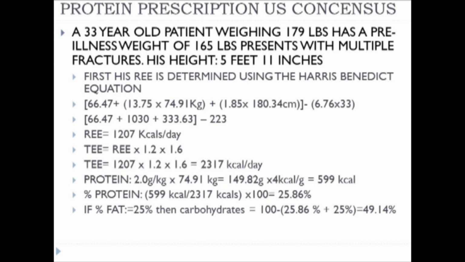And then notice how specifically the numbers inside the parentheses are done first. So the first parentheses, 13.75 times 74.91, gives us 1030, and then the second one, 1.85 times the height in centimeters, 180.34 centimeters, gives us 336.63. Notice how that gets added then to 66.47, and then all of that number totaled together minus 223, which is the 6.76 times the age, will give us an REE of 1207.